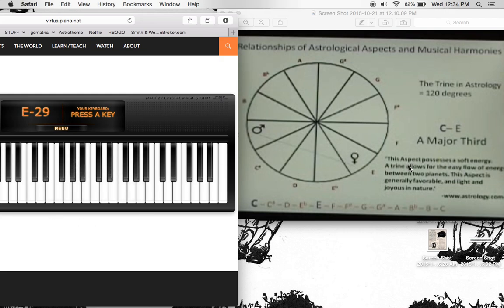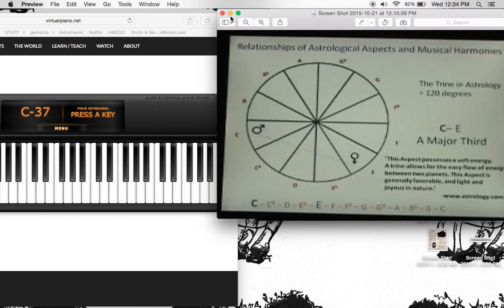But when you read the definition, it says this aspect possesses a soft energy. A trine allows for the easy flow of energy between two planets. This aspect is generally favorable and light and joyous in nature. And this is the major chord itself. So that's the C chord, and you know, it's obviously in harmony with itself.